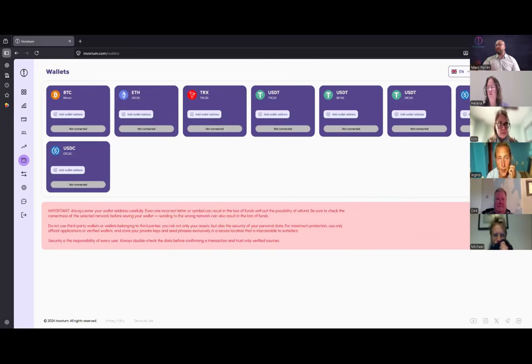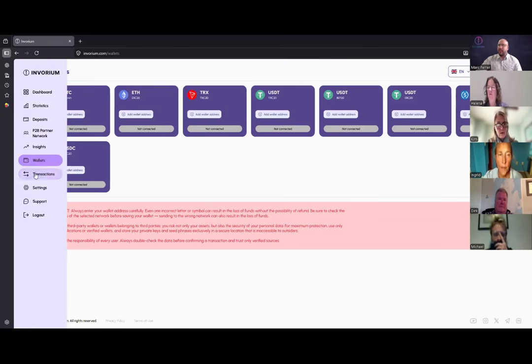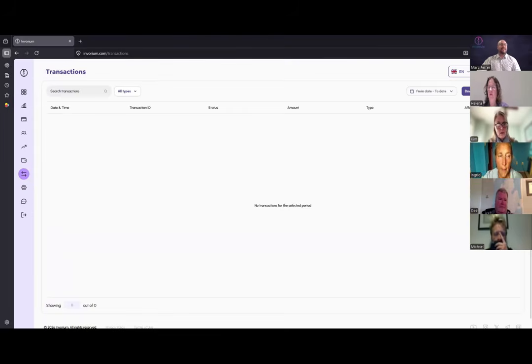Bitcoin, Ethereum, Tron, and networks like USDT and USDC in protocols of ERC20, TRC20, and BEP20. The main thing here is to be attentive when entering the address and choosing the network, because mistakes in the blockchain cannot be fixed. Set it up once, and with just a couple of clicks, you will have your withdrawals and profits. Continue with the transaction section.